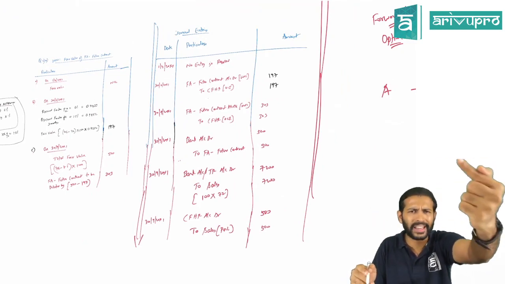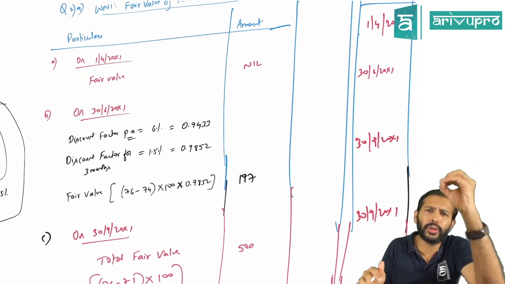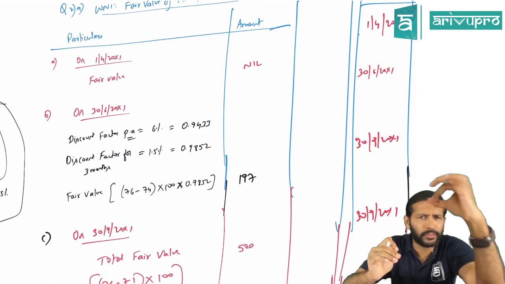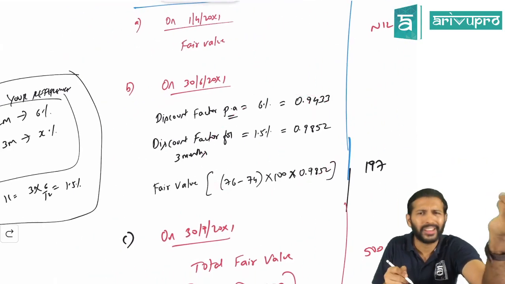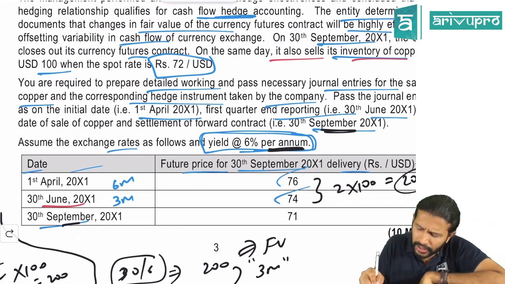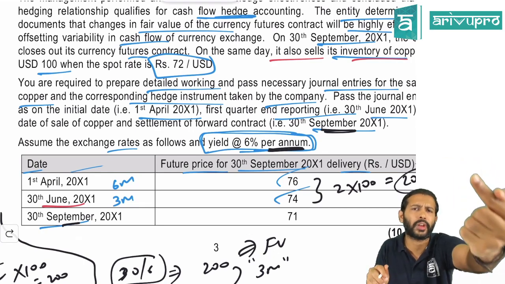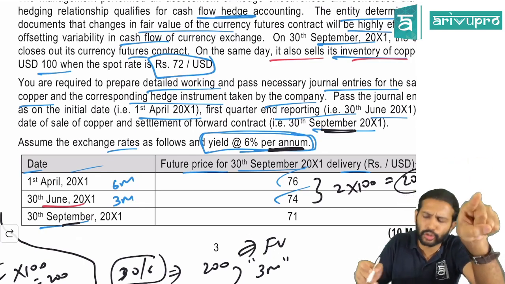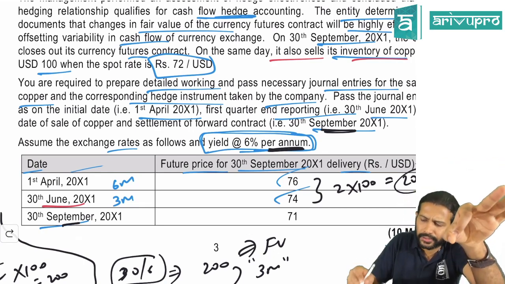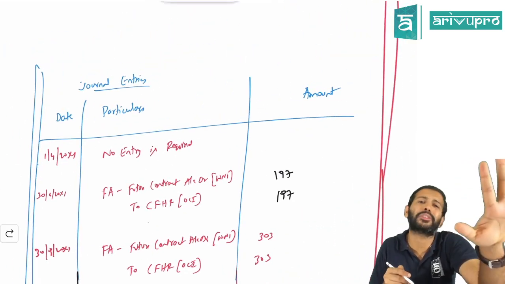If you want a quick recap: you have entered into a forward contract, so you need to find out the fair value of the derivative contract, the gain or loss. When you entered into the contract, it was 76. After 3 months, it has become 74. So you made a 2 rupee gain on $1. The contract is for $100, so the total gain is 200. You would have passed this entry for 200, provided the time value of money concept was not there.